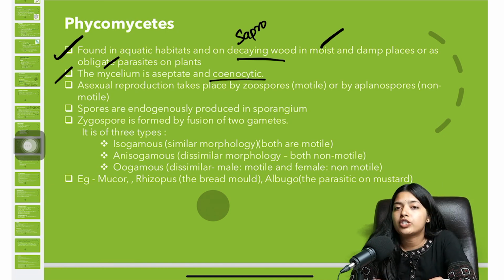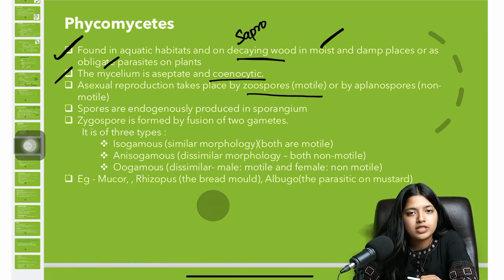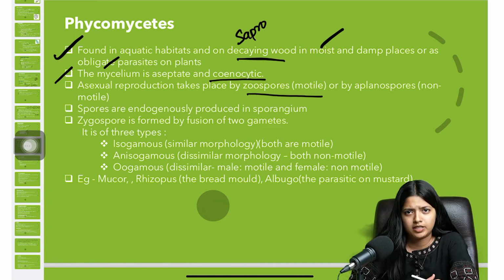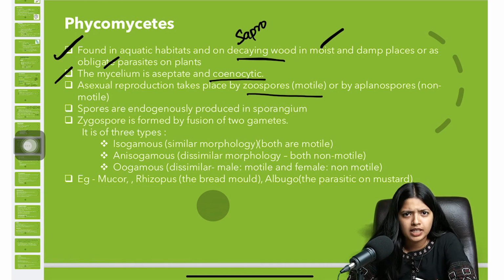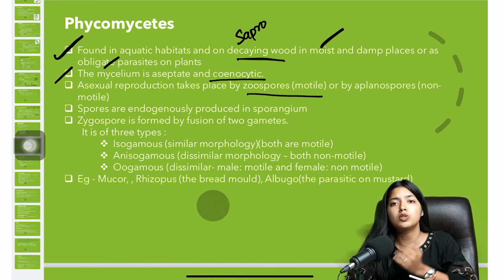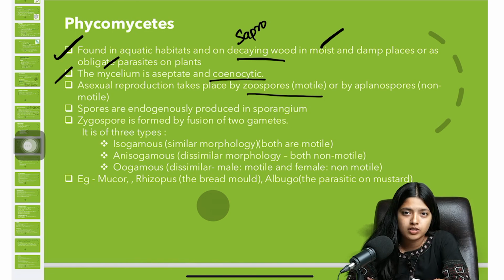And now reproduction. First we will discuss asexual reproduction. Asexual reproduction takes place by zoospores. Zoospores are motile spores, that means they can move from one place to another. Obviously they will need a medium for movement, for example water. So asexual reproduction takes place by zoospores. Zoospores are motile spores. So which is the motile spore? It is the zoospore.